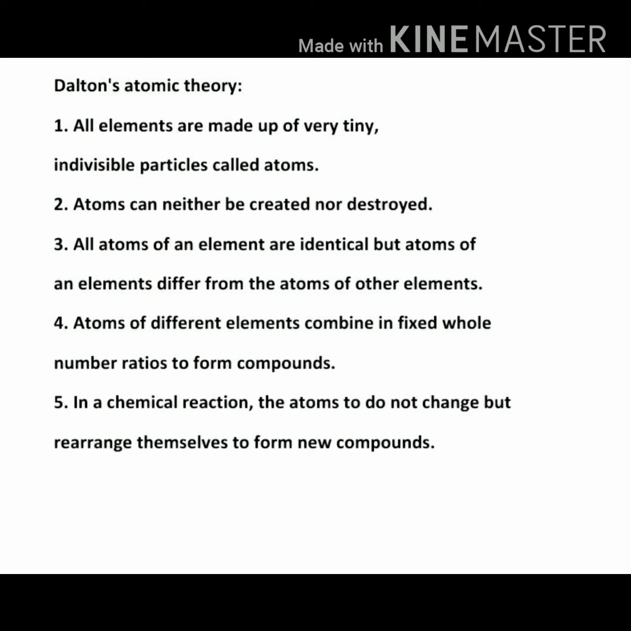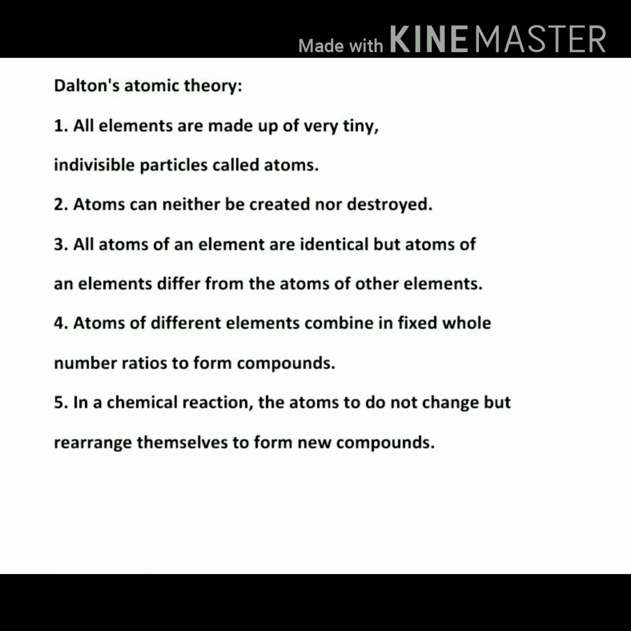This theory was given by a famous English scientist known as John Dalton. According to him, all elements are made up of very tiny individual particles called atoms. That means all elements are made up of atoms. Atoms can neither be created nor destroyed. We know matter can neither be created nor destroyed. So, similarly, since matter is made up of atoms, atoms also can neither be created nor destroyed.